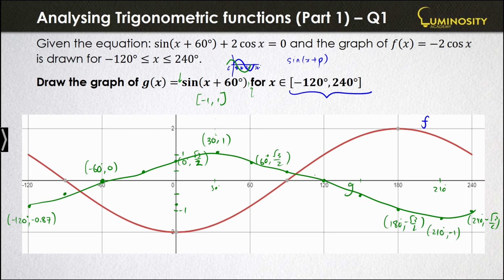Label all important points. The important points I would label are the endpoints, which we've got here. Any intercepts: x-intercepts at negative 60 degrees, 0 and 120 degrees, 0. Y-intercept at 0 degrees, root 3 over 2. And then turning points: a maximum here at 30 degrees, 1, and a minimum here at 210 degrees, negative 1. So we've successfully drawn that graph.